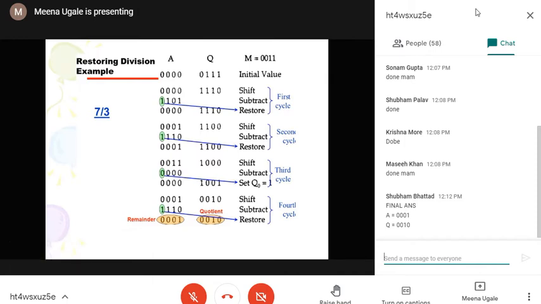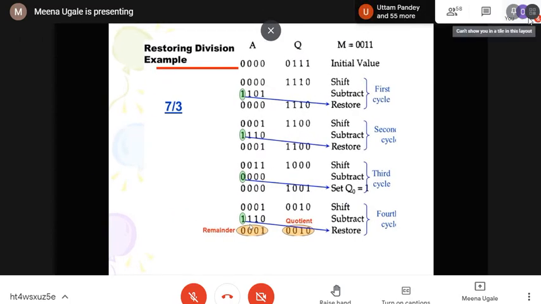Yes, ma'am. Okay, just follow the end cycle result. The first answer is 0001, 1110. Second cycle result is 0001, 1100, like that. Just follow the last line. Don't follow the way it is written, because I said it is not showing you in-between steps. Continue the way you are writing in the book. See the final answer, A and Q.